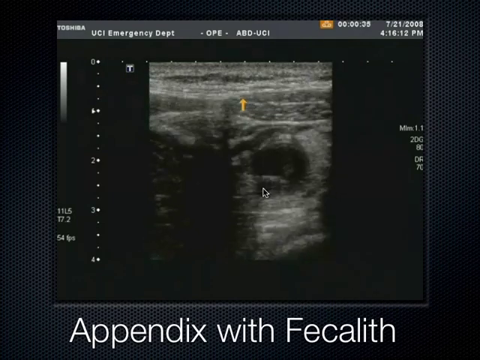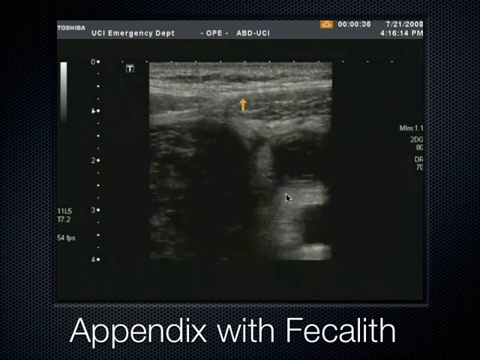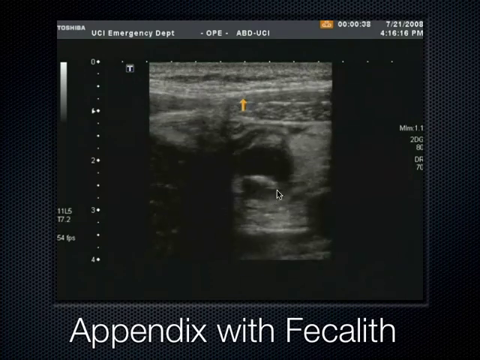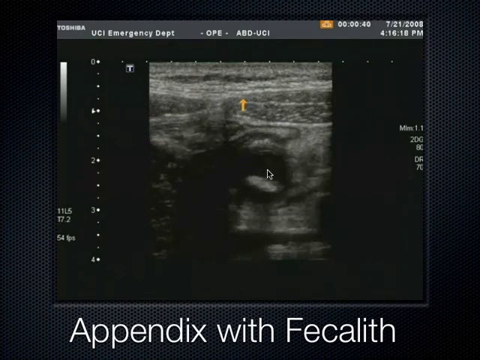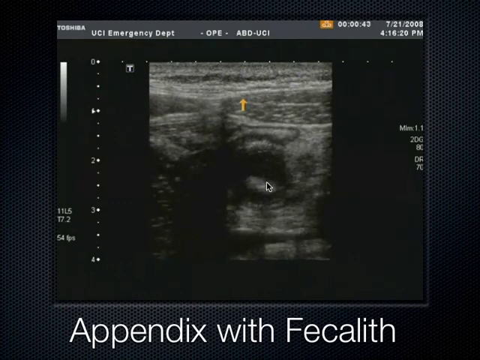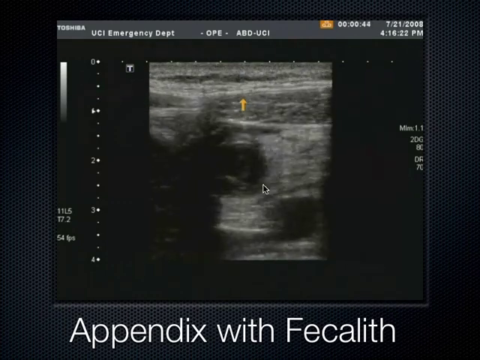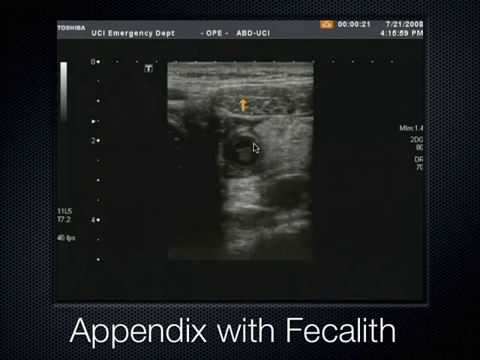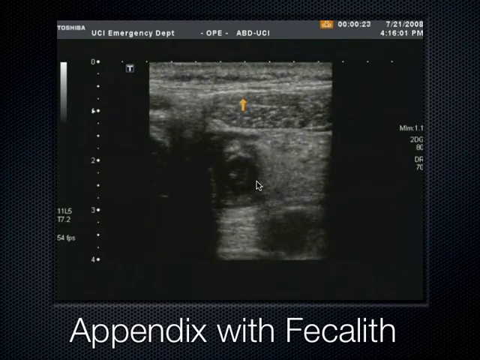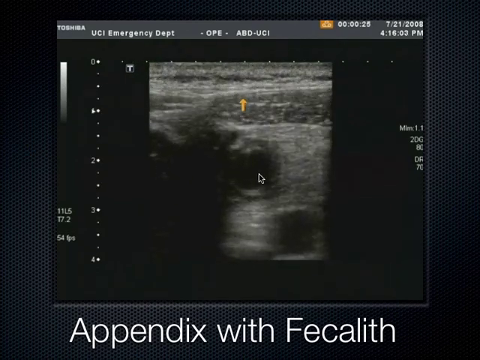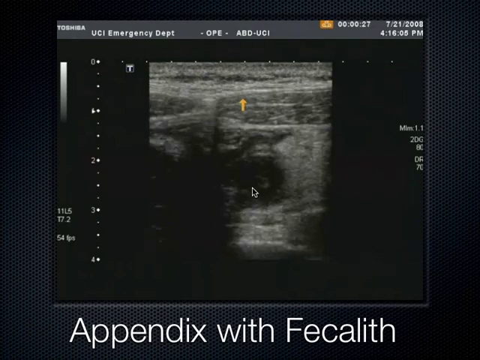So this is a patient who's got a fecalith. You'll see that hyperechoic structure. That's a stone with a shadow behind it, blocking this appendix, and that's why the patient ended up with appendicitis in the first place. So sometimes you'll have trouble finding the appendix, only to realize that there's a fecalith. They're doing some blocking of the sound to get to see the appendix.